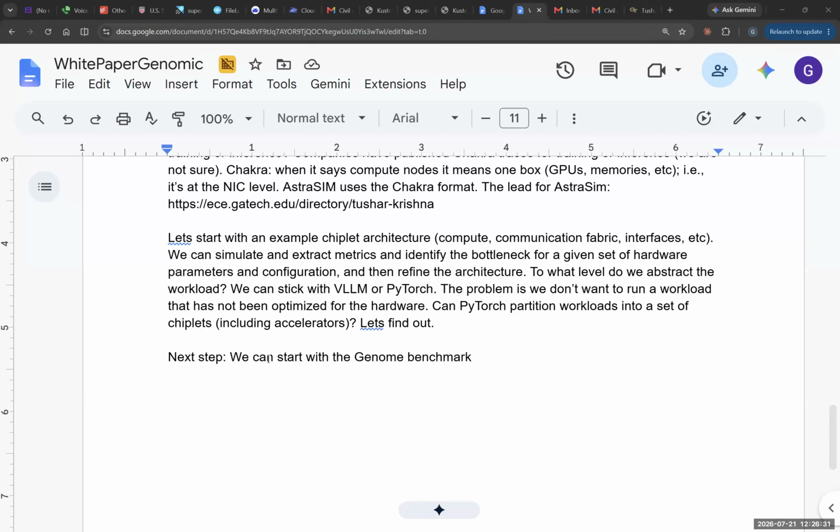Okay, in that case, maybe we just find what Chakra traces there are available out there and just focus on them, and profile them in AstraSim somehow and get basically the same numbers that we have for the genome benchmark, memory bandwidth and compute throughput and so on.